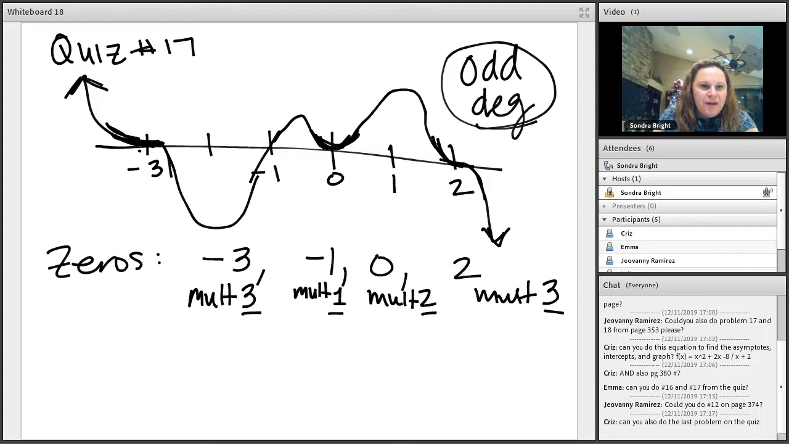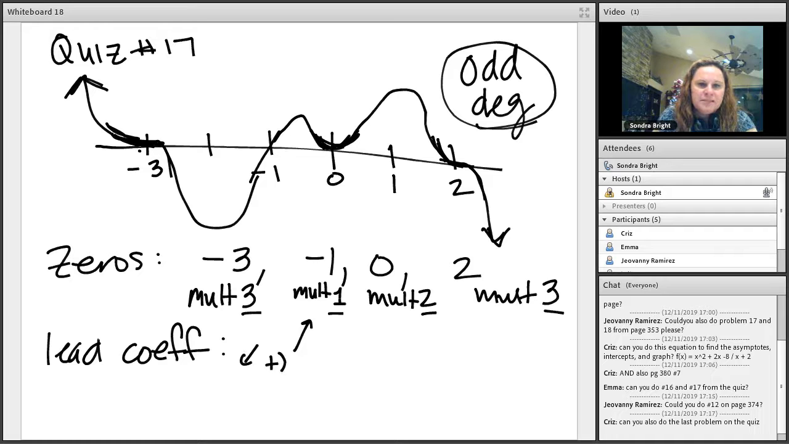The other thing, though, is the leading coefficient. For an odd degree polynomial, a positive leading coefficient would be right arm up, left arm down. And when you have the left arm up and the right arm down, then this is a negative leading coefficient, right?